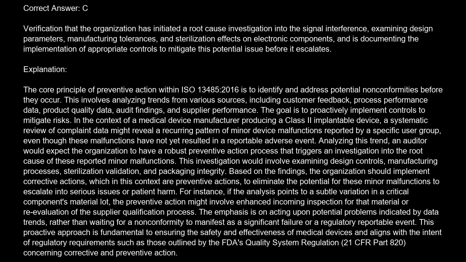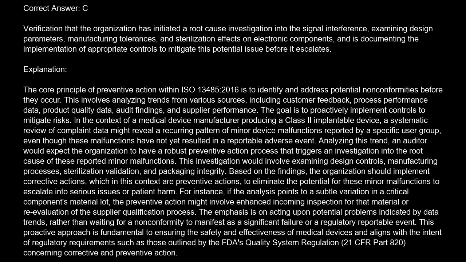Verification that the organization has initiated a root cause investigation into the signal interference, examining design parameters, manufacturing tolerances, and sterilization effects on electronic components, and is documenting the implementation of appropriate controls to mitigate this potential issue before it escalates. Explanation: the core principle of preventive action within ISO 13485:2016 is to identify and address potential nonconformities before they occur. This involves analyzing trends from various sources, including customer feedback, process performance data, product quality data, audit findings, and supplier performance. The goal is to proactively implement controls to mitigate risks.